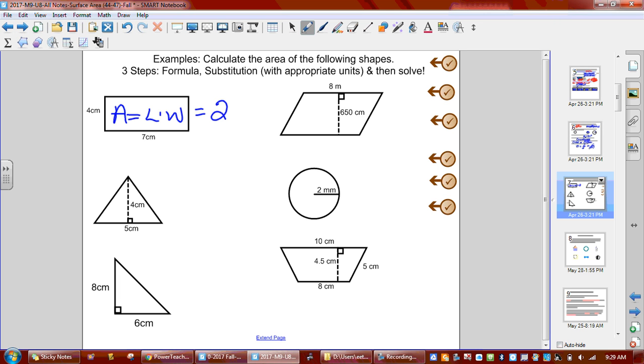All right, we're going across the top. Now that's a parallelogram. We've got a base and we've got a height. Area is equal to base times height. So we're going to get 8 times 6.5. Why did I say 6.5? They're different units. One's meters, one's centimeters. So I chose to put the centimeters into meters. So that's 6.5 meters. So you have to make sure your units match before you actually do your multiplying.